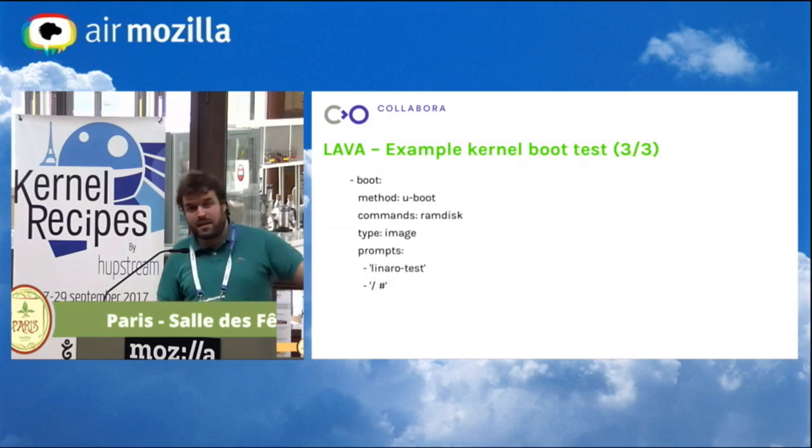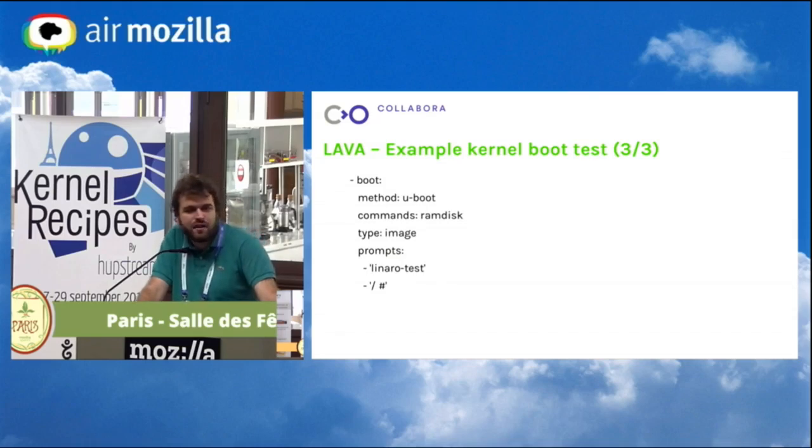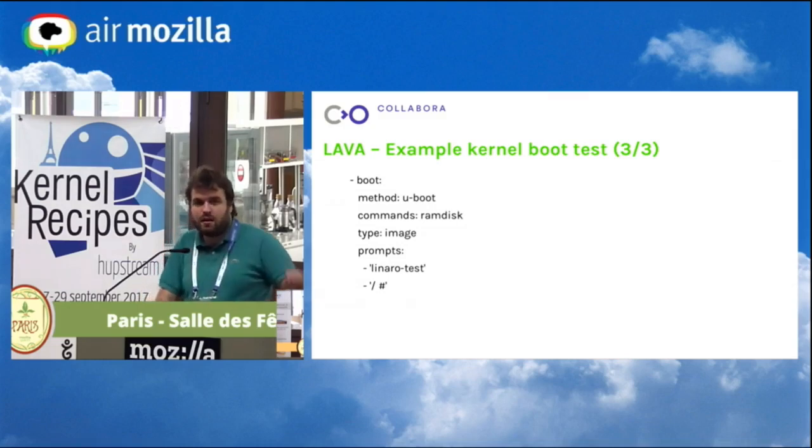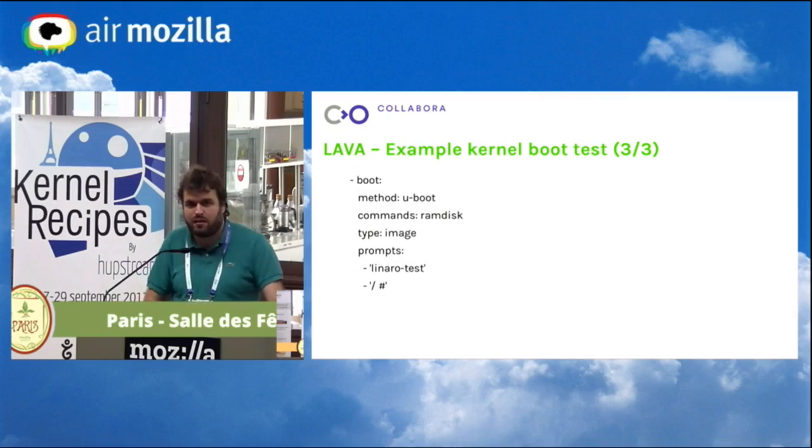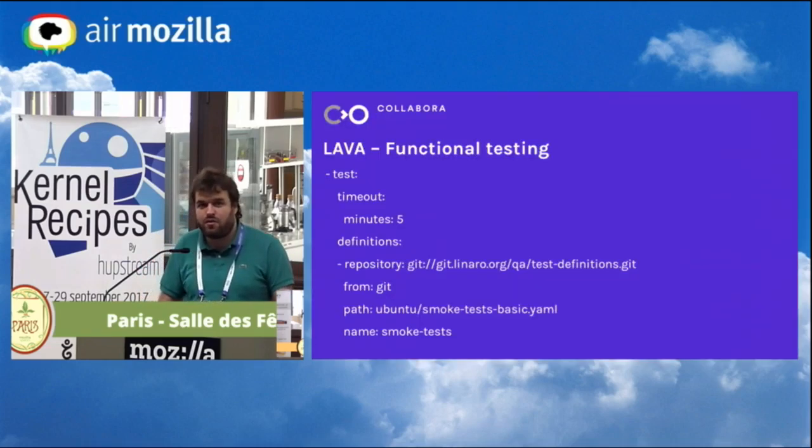Next we say, how do you boot? Well, you boot using U-Boot. We're going to put this in a RAM disk, so we don't take time to flash, so it's a bit faster. And we're going to wait for one of these prompts, either login or test or hash, or a root prompt. That tells us that, oh, well, the boot is finished. This is all you need to do to actually boot the device with a new image.